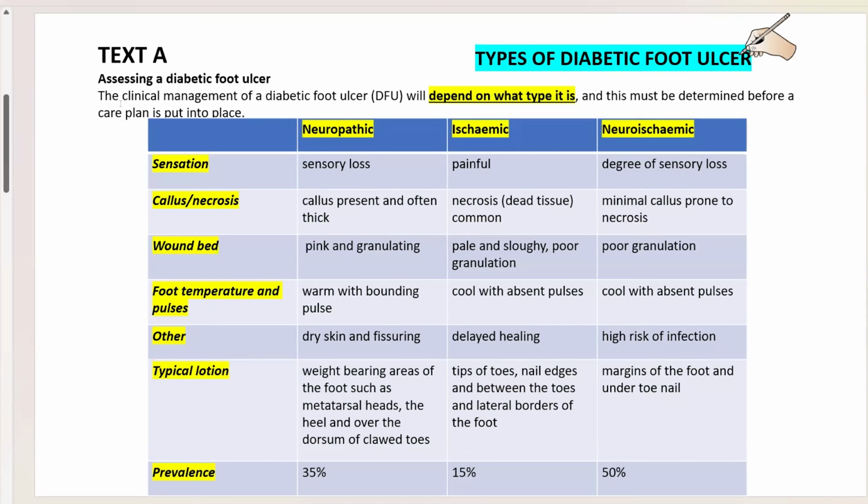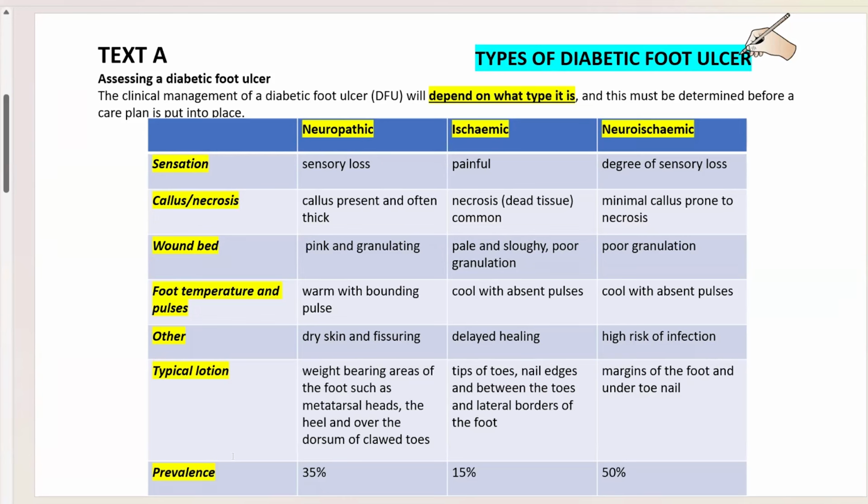And you need to read the first sentence so that you get an idea what they are going to explain below. Here, the clinical management of a diabetic foot ulcer will depend on what type it is. So now they have mentioned what type it is, that means the type of diabetic foot ulcers. Definitely you won't get time to read everything in this table completely. So just read the headings and skim. Here neuropathic, ischemic, and neuroischemic are the types of diabetic foot ulcer. And here some characteristics are there: sensation, callus or necrosis, wound bed, foot temperature, pulses, then other typical location and prevalence.